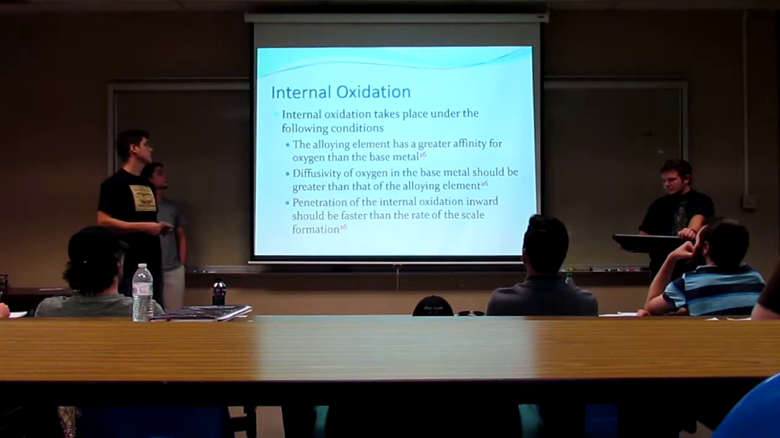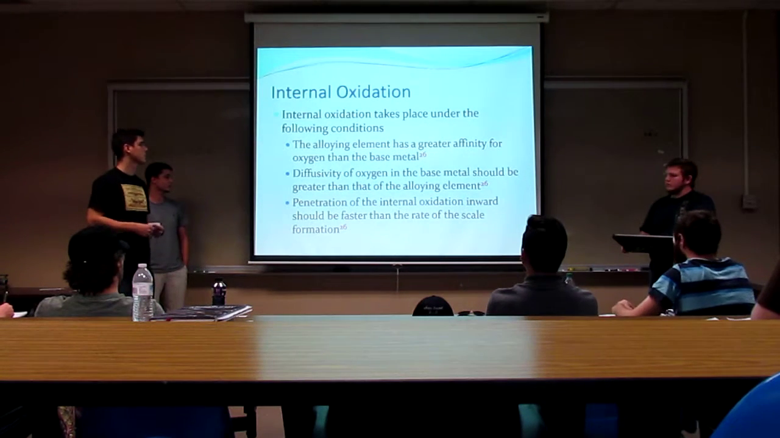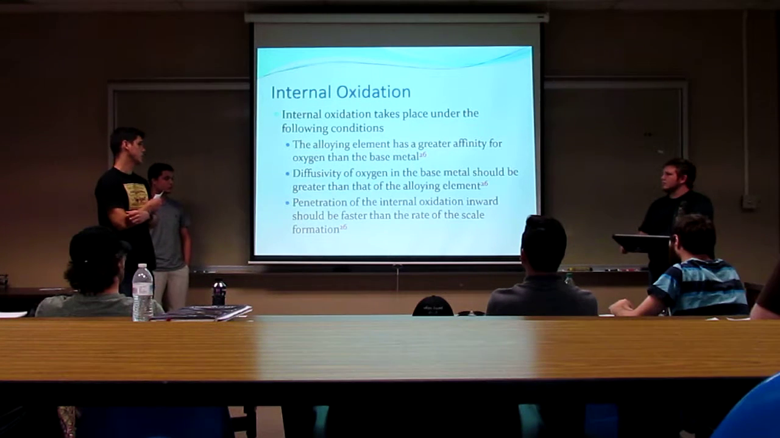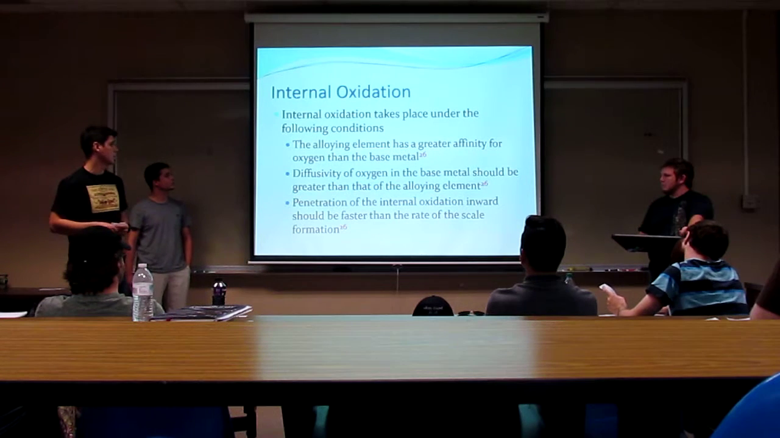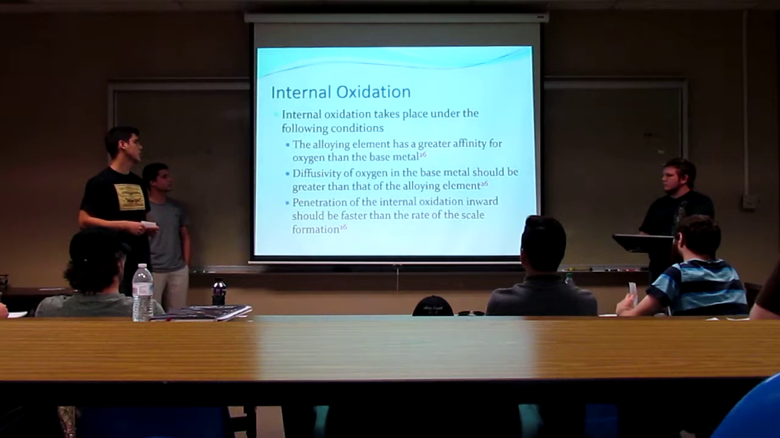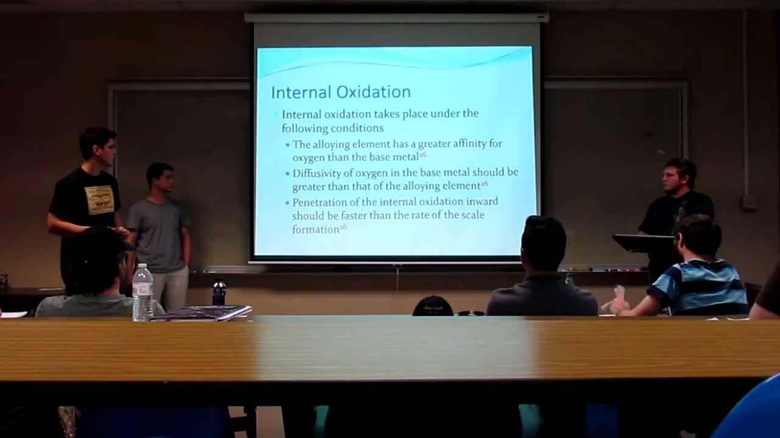Internal oxidation takes place under the following conditions. These conditions are when the alloying element has a greater affinity for oxygen than the base metal, where it oxidizes instead of the base metal. Diffusivity of oxygen in the base metal should be greater than that of the alloying element, and penetration of the internal oxidation inward should be faster than the rate of scale formation.